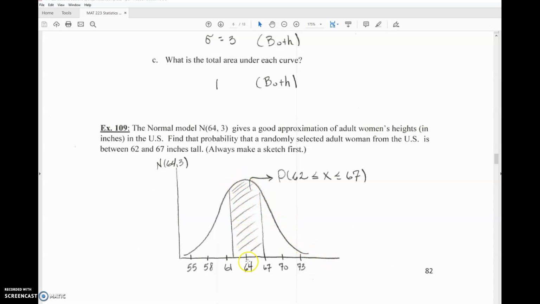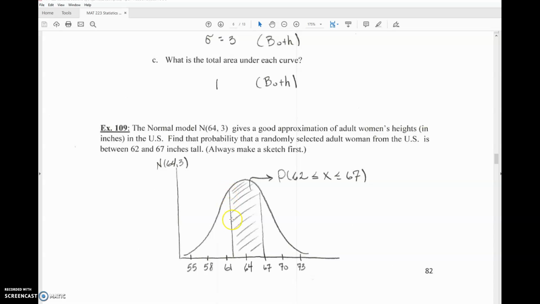So there's 64. Now it has a standard deviation of 3, so I'm going to make 1, 2, 3 tick marks, and each one of them is 3 longer. So 64 to 67, that's 1 standard deviation. 67 to 70, that's 2 standard deviations away, 70 is. And 3 standard deviations away now is 73. And the same thing on the other side.